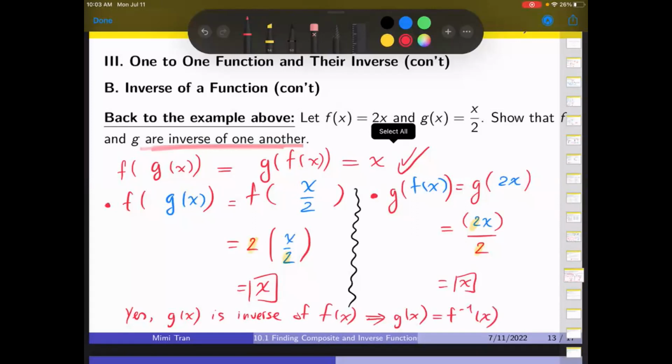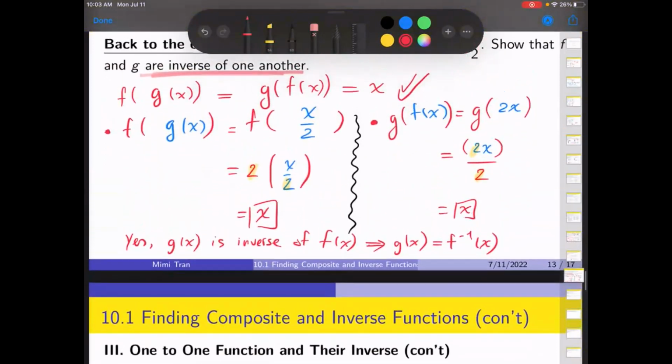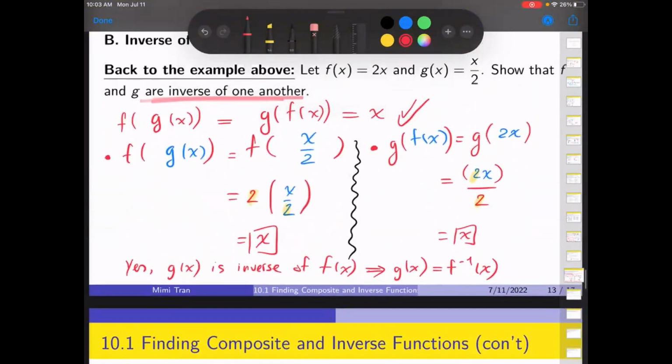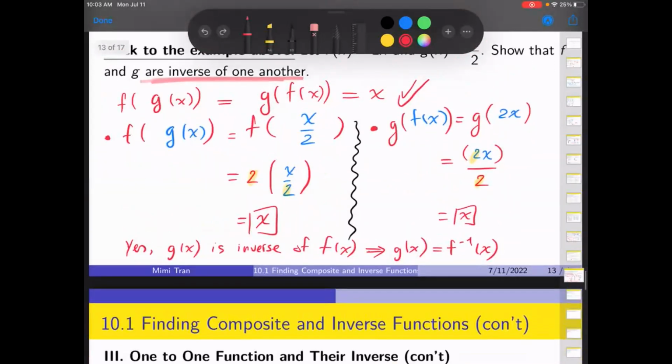So far, so good? If this is on a test, could we just show the composition equals X? Yes, you can at least do this, or at least one of these. Answer the question, whatever they ask you. Yes, Toby.